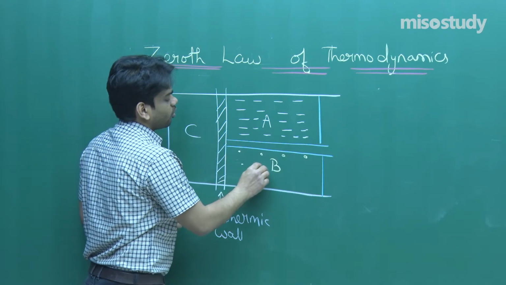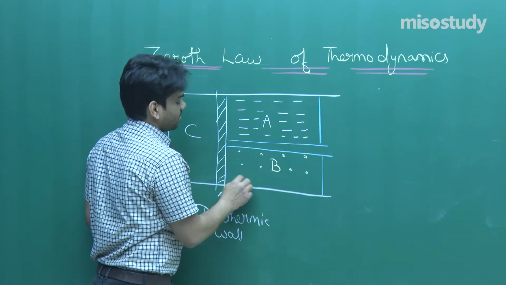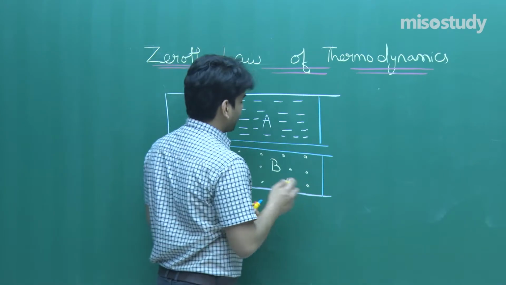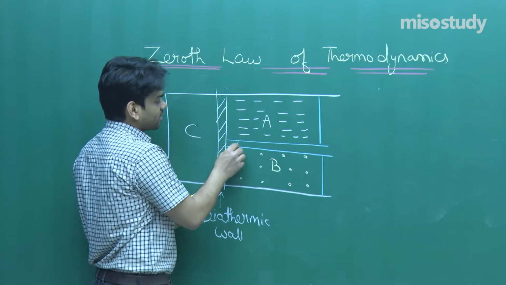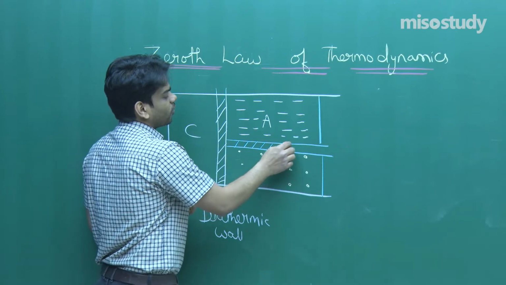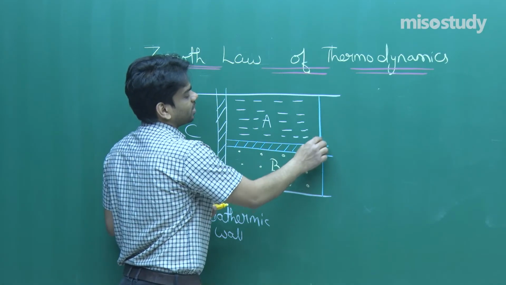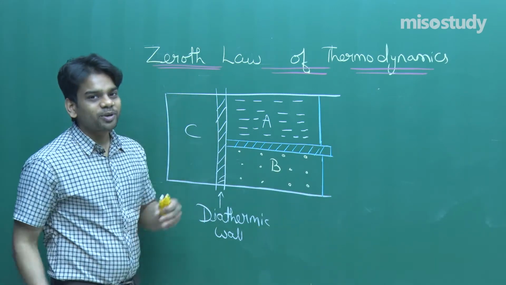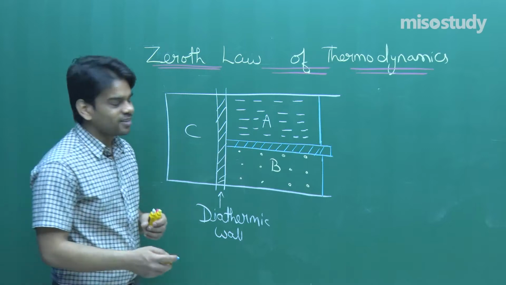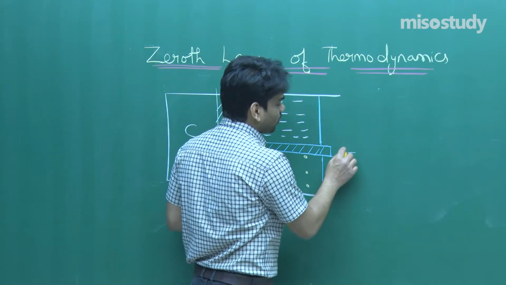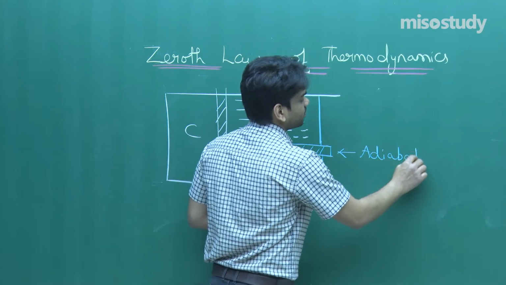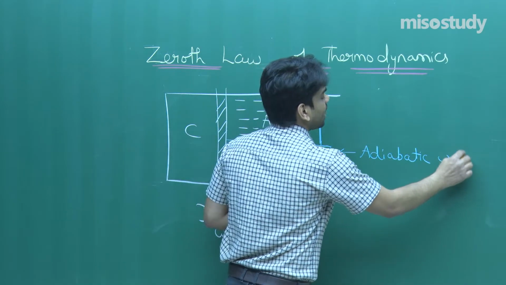Let's say we have taken body B here. A and B are separated through an adiabatic wall. Let me show this. This is an adiabatic wall. If you are unaware of the term adiabatic, just take that through an adiabatic wall there can be no exchange of heat energy. There can be no transfer of heat energy through an adiabatic wall. So we got this adiabatic wall.